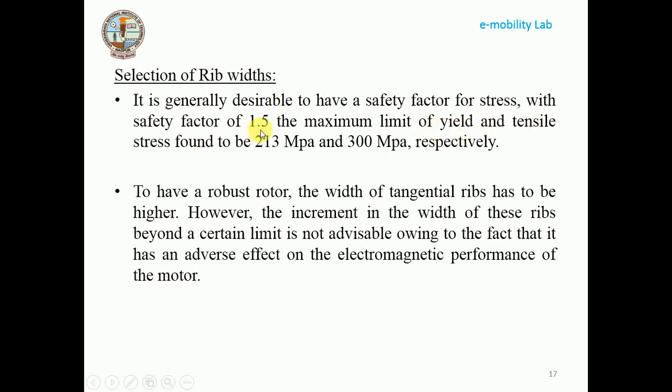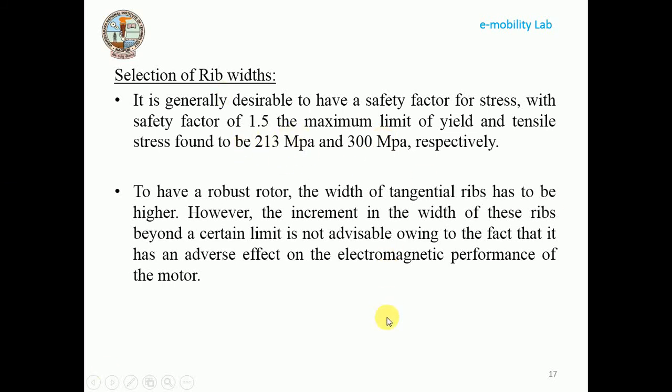Again, after taking the safety factor of 1.5, the stress I defined earlier can be rewritten, that is 2013 megapascal and 300 megapascal. So at this the material will be damaged, and at this it will start deforming. So we should avoid this number. We should not go beyond that. So we should avoid this number.